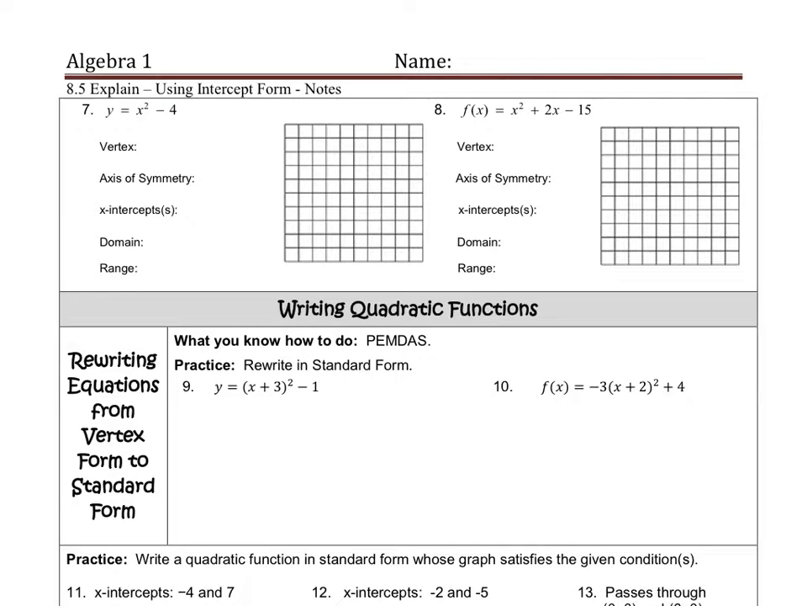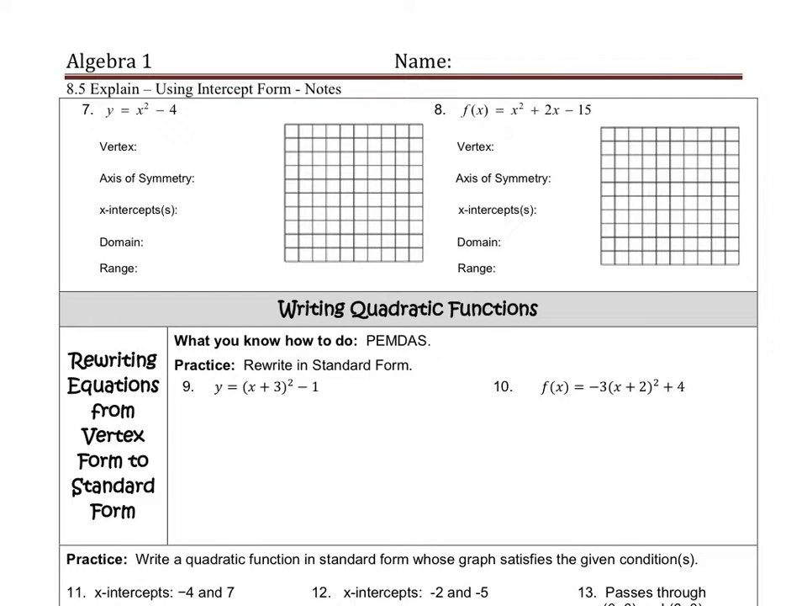Okay, welcome back to part 2 of the video. And just like we were doing at the end of part 1, you're going to find the vertex, axis of symmetry, intercepts, and all the information from each of these two quadratic functions.